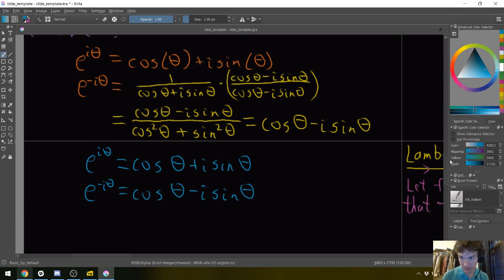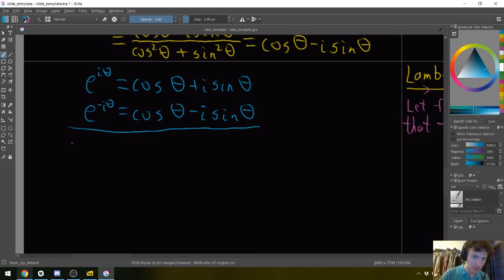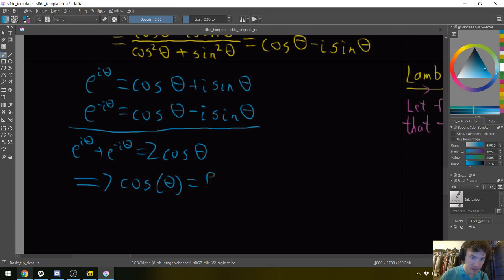In this case, you'd get 2 cosine theta. Good. So add them, and I get, what's on the left side, though? That would be e to the power of i theta plus e to the power of negative i theta. Good. Left side is e to the i theta plus e to the minus i theta. Right side is 2 cosine theta. I'm going to divide by 2, and we get a formula for cosine. Cosine theta is going to be a half, because I divided by 2. It'll be e to the i theta plus e to the minus i theta over 2.